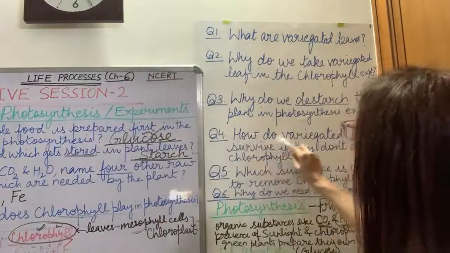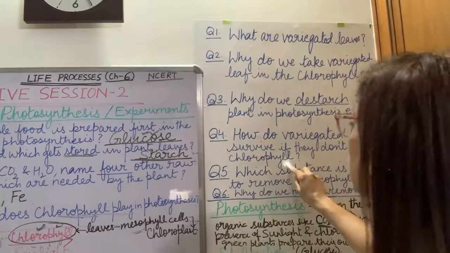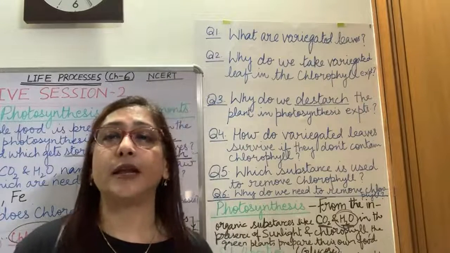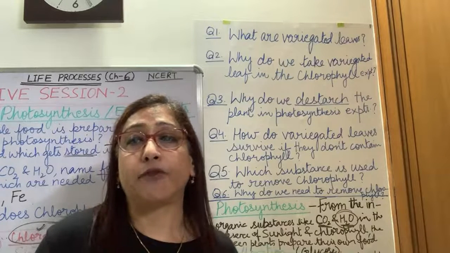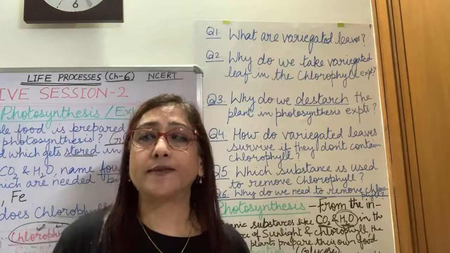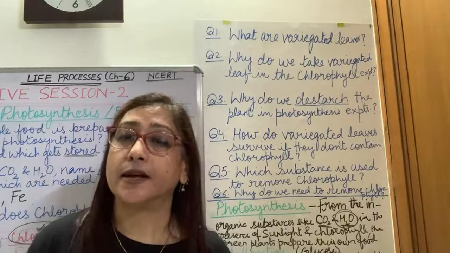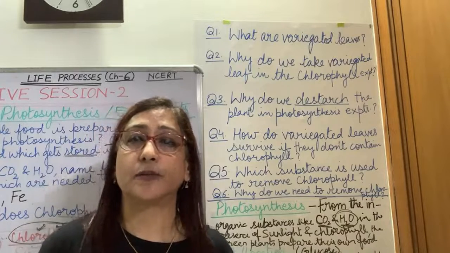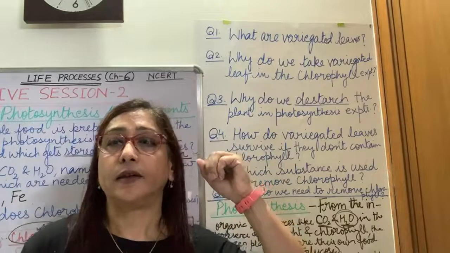Now, fourth question, how do variegated leaves survive if they don't contain chlorophyll? Children, I told you that in variegated leaves, the non-green portions don't have chlorophyll. So they don't have chlorophyll, that means they don't make starch. Then how do they survive? If they don't have starch, how will they survive? Every part of the plant should have starch in it, whether it's stem or even the roots need starch. So how do these variegated leaves survive then?